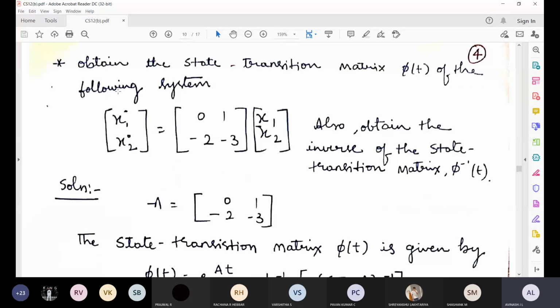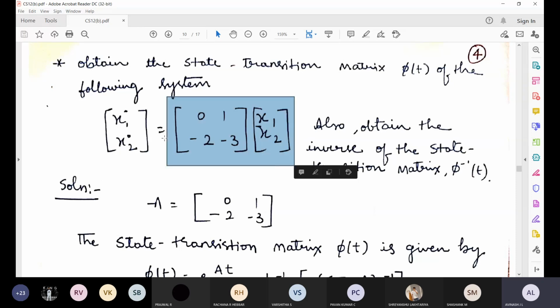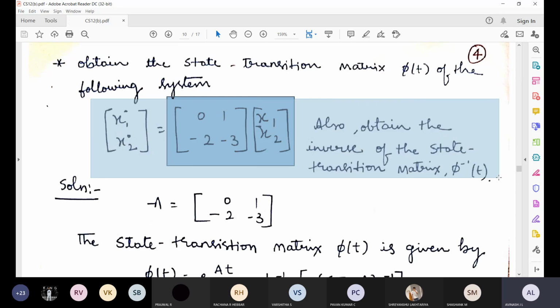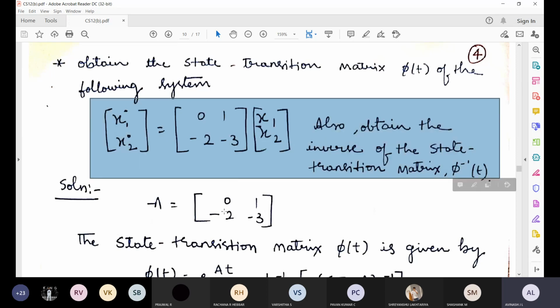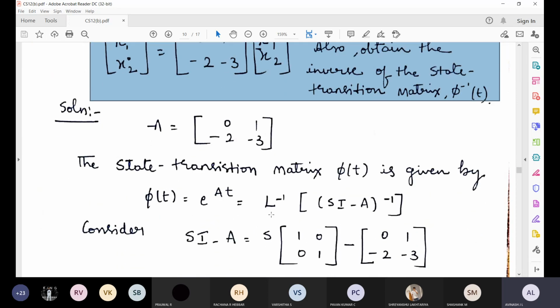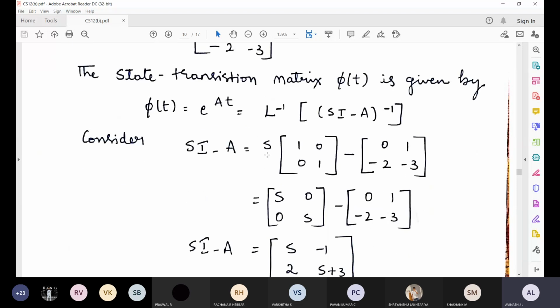So the next numerical: obtain the state transition matrix phi of t for the following system. For the following system they are given, and here also obtain the inverse of the transition matrix. Here also the same thing is given, but this particular format has been changed. In this format, the A value is 0, 1, minus 2, minus 3. We need to take it and find out in a similar way.